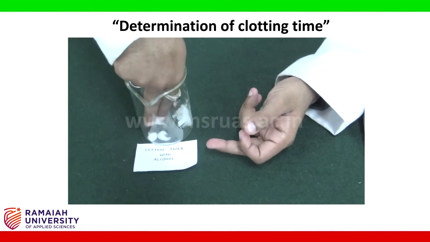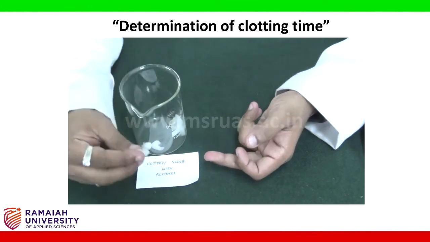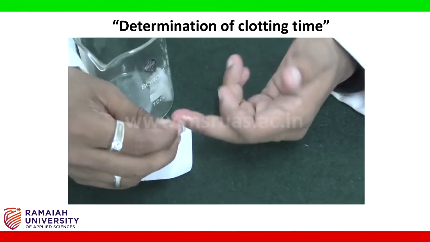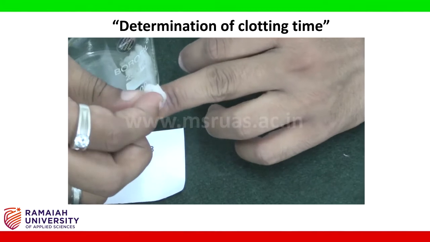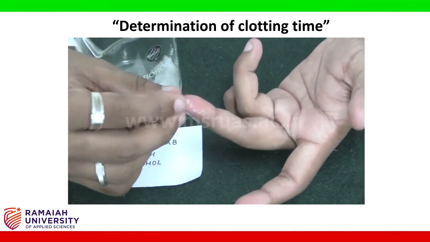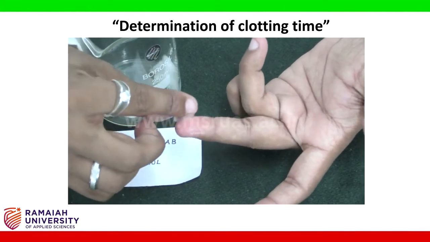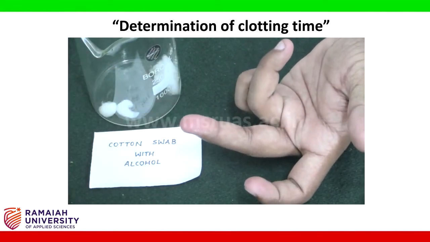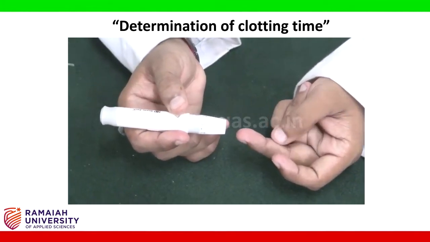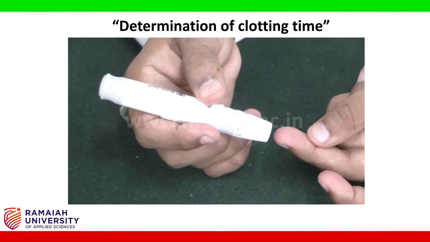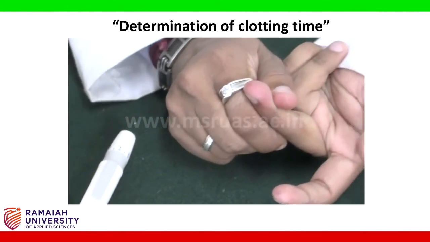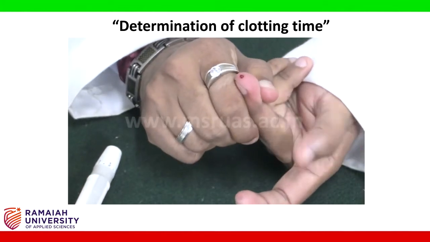Sterilize the finger bulb with a cotton swab with alcohol. The finger bulb should be properly cleaned with the 70% alcohol on both sides and allow the alcohol to vaporize. Once the alcohol vaporizes, using the lancet device, prick the finger bulb and squeeze the finger bulb gently for the formation of a blood drop.